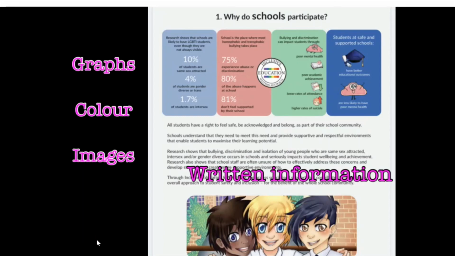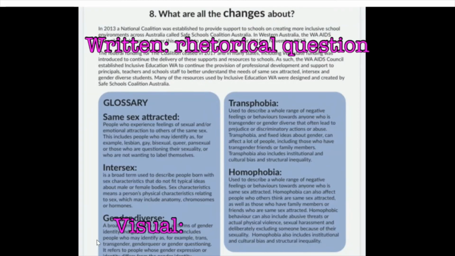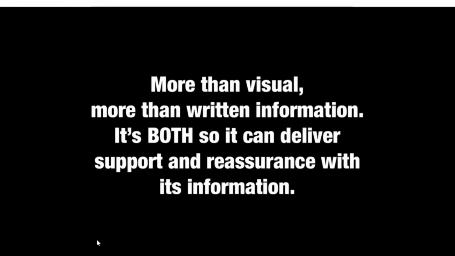But they've also got the written information, just telling you what they are doing, what is happening in schools with inclusive education. Again, they've got the written part on this page with the rhetorical questions, and the visuals is the colour panels showing you it's a different kind of information that you're being given there. So it's more than visual and it's more than written information. It's both. So it can deliver both the support of the positive narrative and the reassurance, along with the information that it needs to deliver to parents and caregivers about things that can be done in terms of inclusive education for their child.